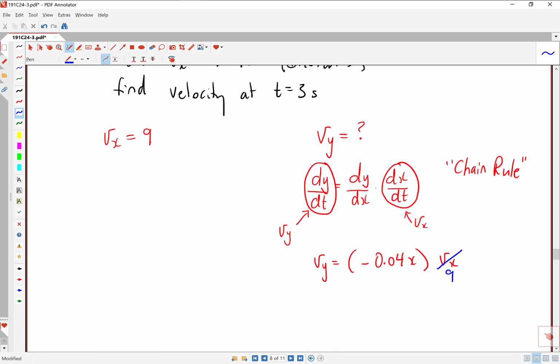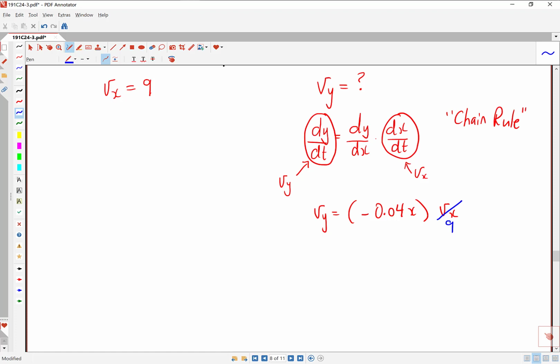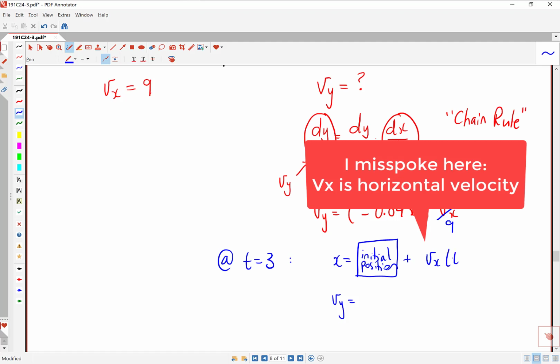Okay, now we want to sub in t equal 3, right? So we want to get a specific value at t equal 3. What we need to figure out is what our position is at t equal 3. So if we can figure out our x position at t equal 3, then we can sub that in, and then we'll have our vertical velocity from there. Okay, so let's think about x position. To get your x position at any point in time, you would take your initial position, and then you would add on your vertical velocity times time.